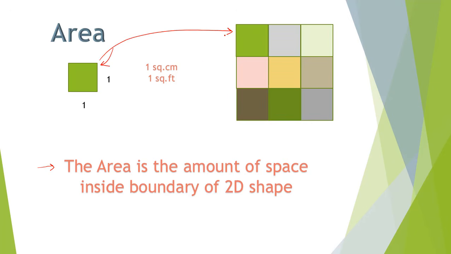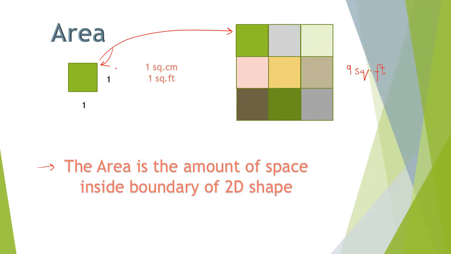Now we take these small squares and fit them inside the bigger square to check how many small squares we need for this big square. If the small square was 1 by 1 foot, then we can say that this square is 9 square feet, because there are 9 squares that fit inside this bigger square.